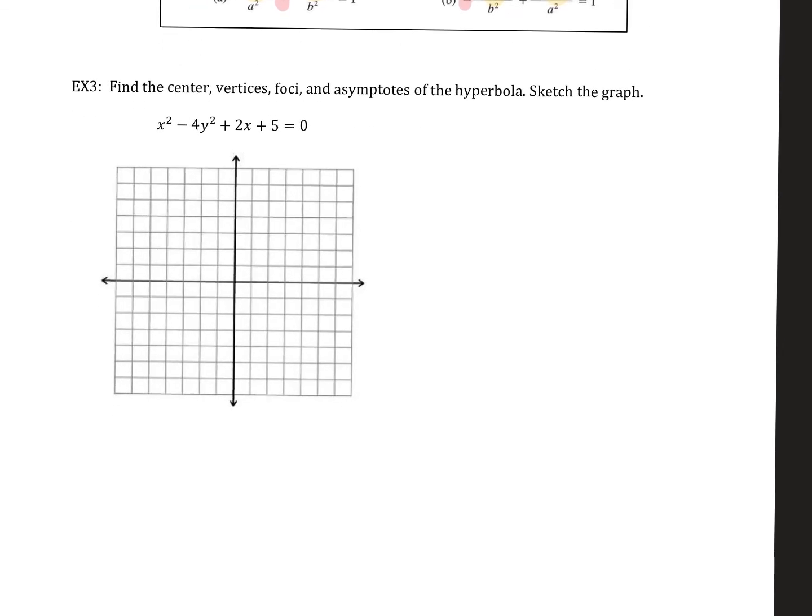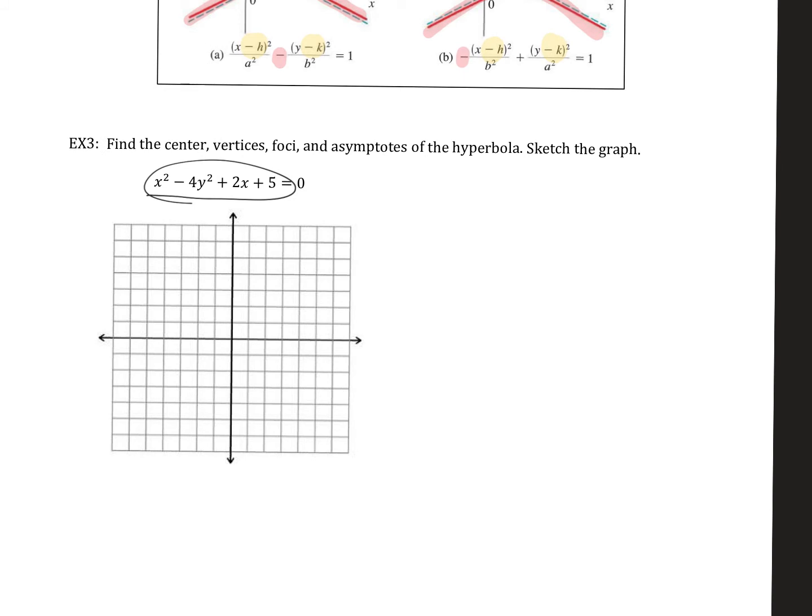Okay, so find the center, vertices, foci, and asymptotes of the hyperbola. Sketch the graph. At the moment, this equation looks nothing like what we know. How do I even know it's a hyperbola? Well, I do see that we have an x squared and a y squared, but that means it could be either an ellipse, a hyperbola, or a circle. Since the numbers in front of the x and the y are different, it's not a circle. That leaves either an ellipse or a hyperbola. The main thing is the subtraction, so I know it must be a hyperbola.